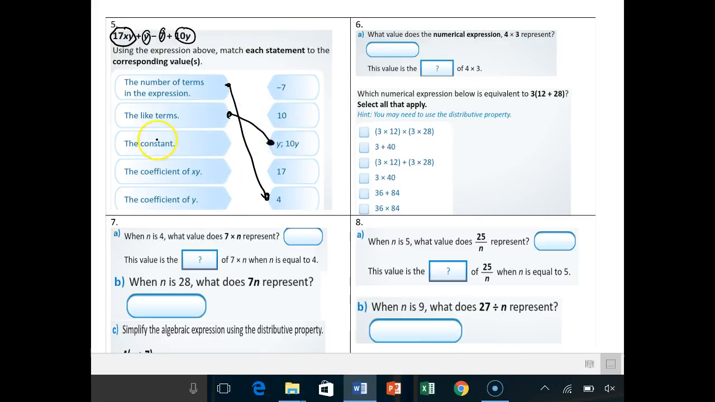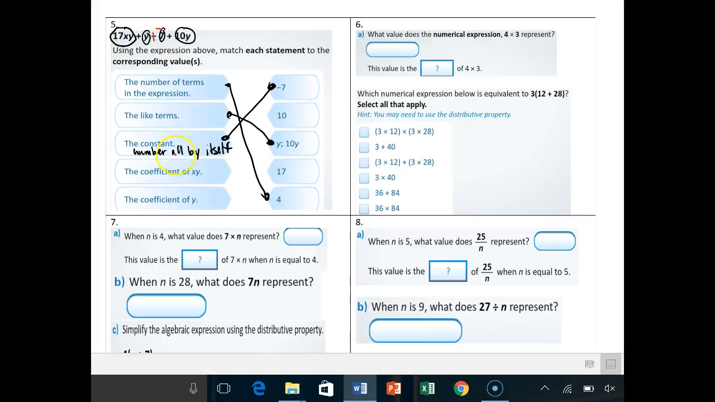The constant. What's a constant? A constant's a number all by itself. So as I scan through the expression, do I have a number all by itself? Well, that's attached to a variable. That's a coefficient. That's a variable all by itself. 7, all by itself, right there. And in fact, they include the sign in front of the constant. So it's not just 7, it's negative 7, right? You could even go through and say plus a negative, right?